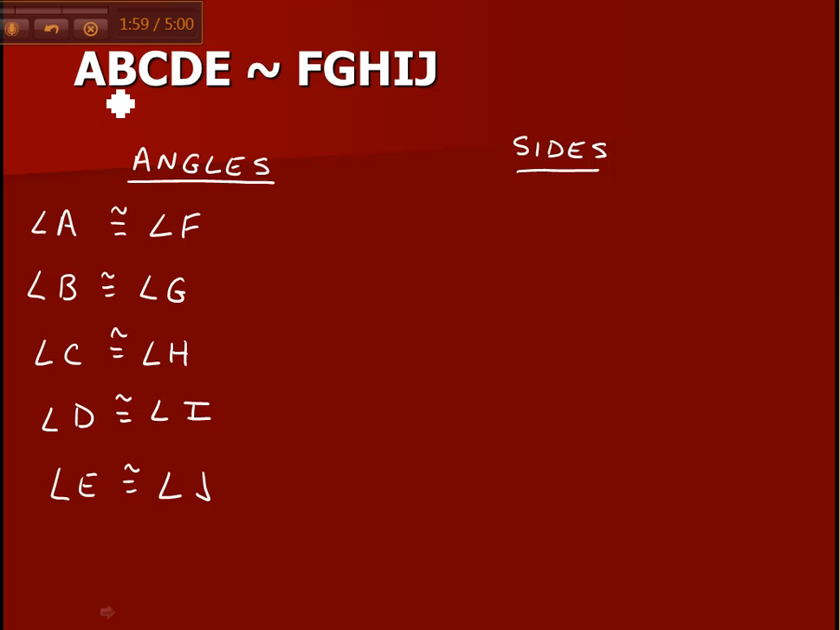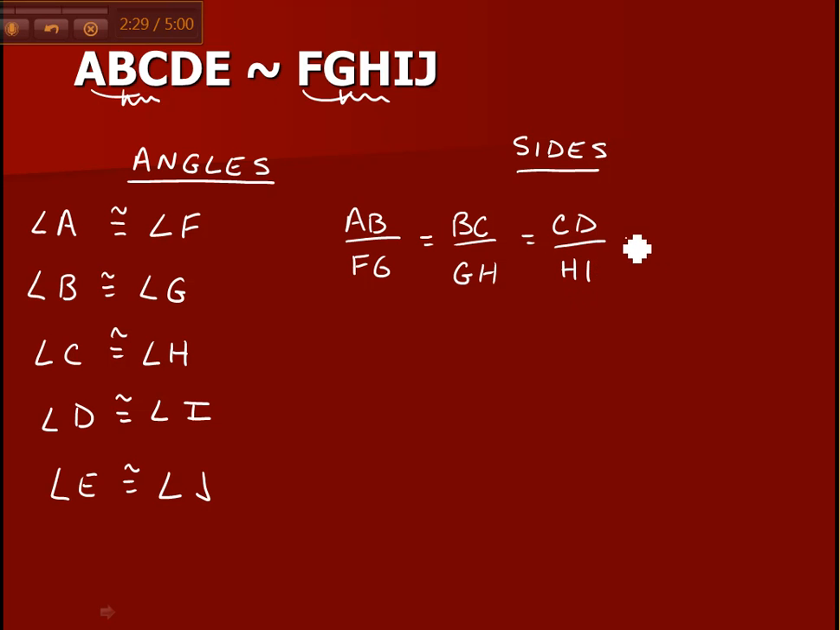Side AB is going to match up with side FG. So we'll say AB to FG is equal to, and now we'll continue setting up the ratios of the other sides. BC goes with GH, and that would be equal to the ratio of CD to HI, which would be equal to the length of DE to the length of IJ.